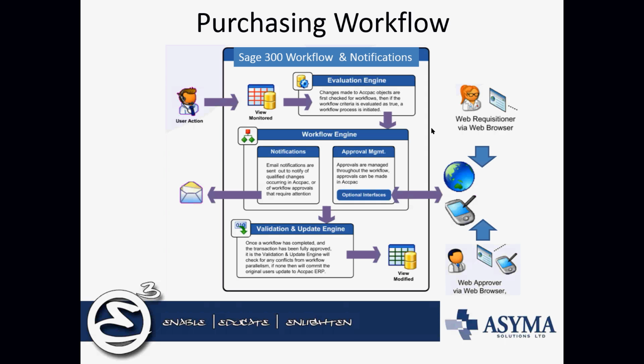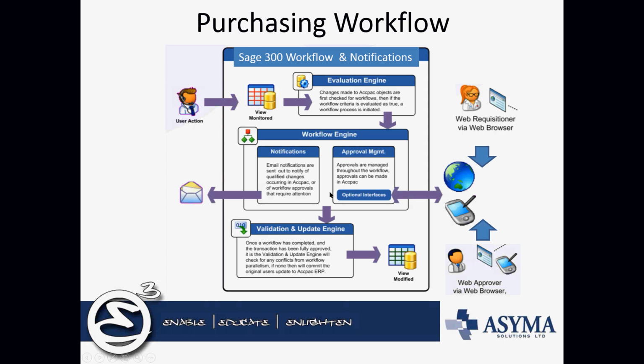In the purchasing workflow, it's really automating all of the processes as you come through. Starting at this user action, this is where I say, okay, I need to purchase something. I need to put in a requisition. So there's an evaluation engine asking, is this person able to do that? Then it goes into the workflow engine, where if they're able to do it, it moves into approval management and notifications happening in the workflow.